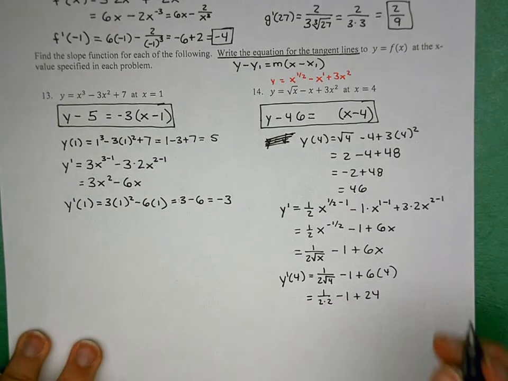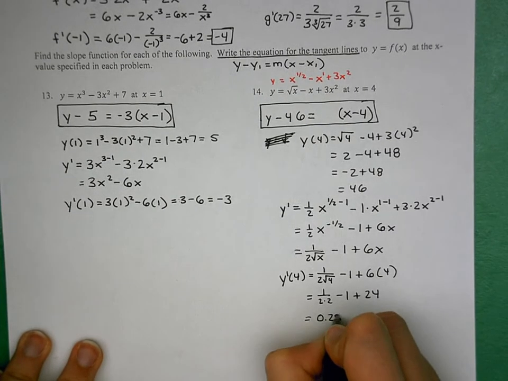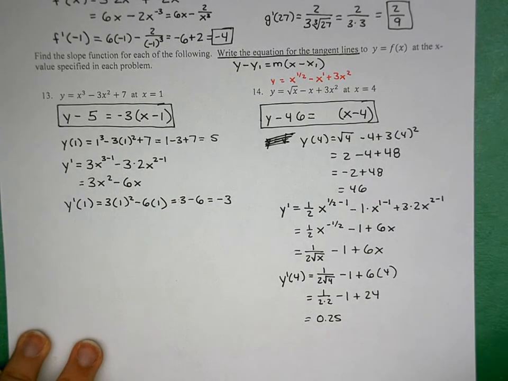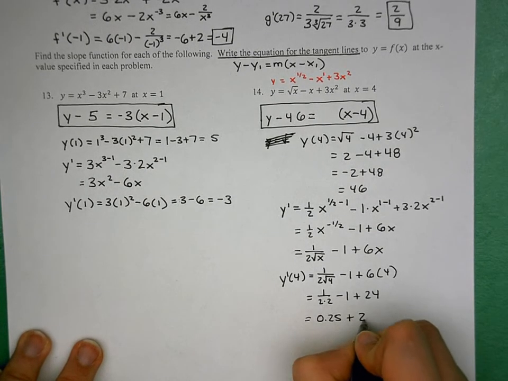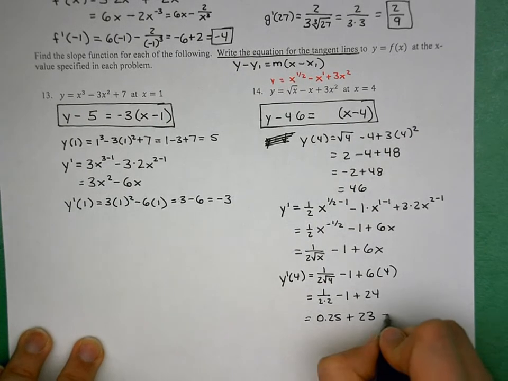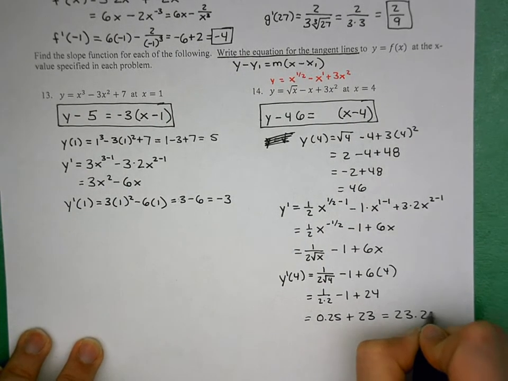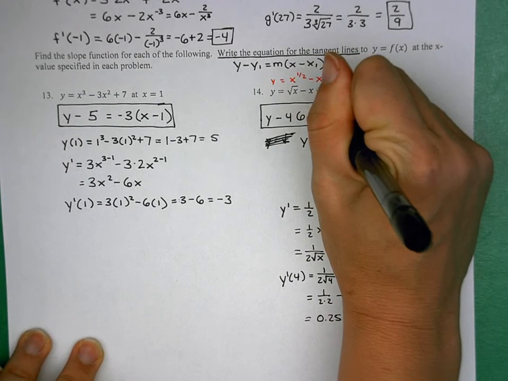which is 1/4, or 0.25, whichever one you prefer. And then negative 1 plus 24 is 23. And so my slope is 23.25. Okay?